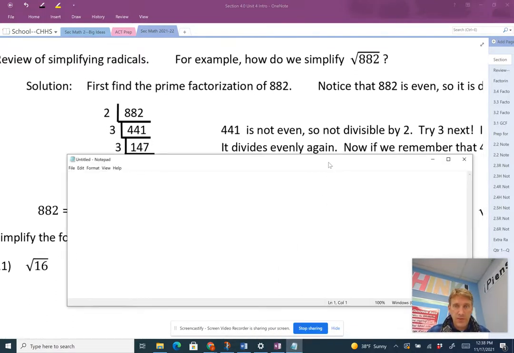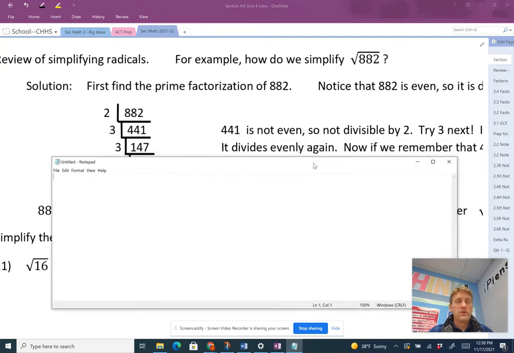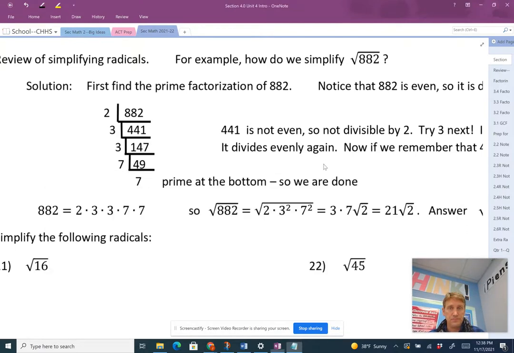If you're confused about how to do this, just try dividing the number by whatever number you're trying, like in this case 3, and if you get a decimal, then it's not a factor. So 147 divided by 3 is 49. And 49 is not divisible by 3, it's not divisible by 5. The next prime number is 7, so you try 7, and sure enough, 49 divided by 7 is 7. And when you get a prime number at the bottom, you're done.